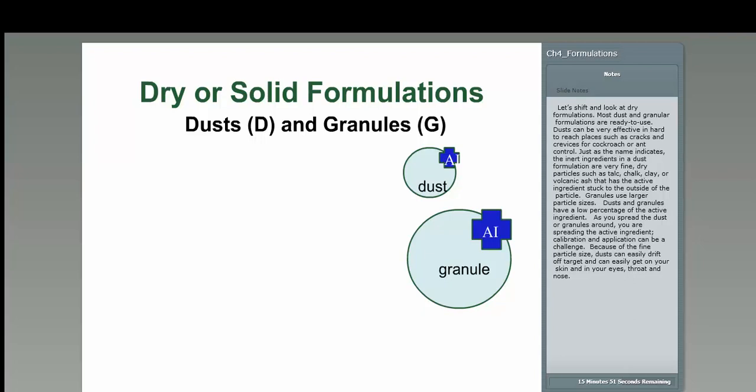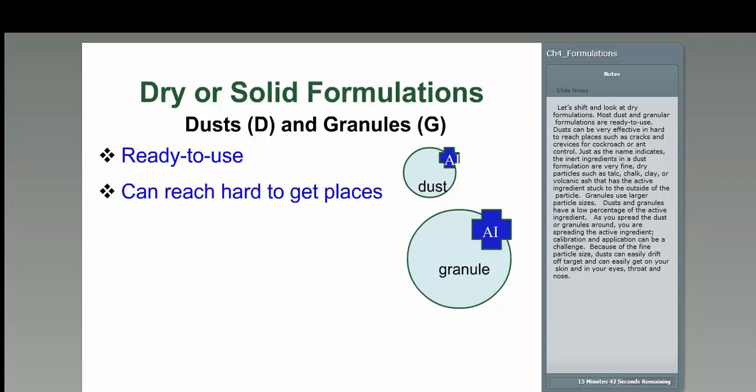Let's shift and look at dry formulations. Most dust and granular formulations are ready to use. Dust can be very effective in hard-to-reach places such as cracks and crevices for cockroach or ant control. Just as the name indicates, the inert ingredients in a dust formulation are very fine dry particles such as talc, chalk, clay, or volcanic ash that has the active ingredient stuck to the outside of the particle.